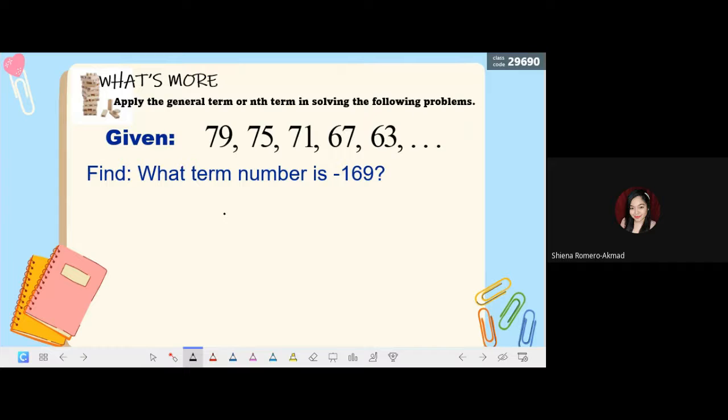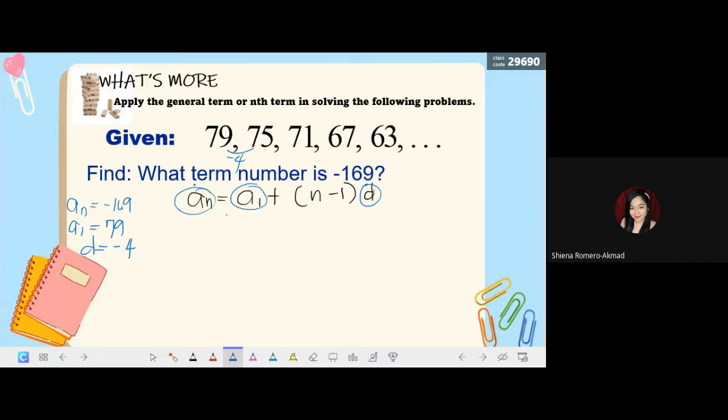And -1 times -4. So dito, you can use a sub n equals a sub 1 plus n minus 1 times the difference. Okay, so what you need to substitute here is the value of a sub n, value of the first term, and yung difference. So yun lang, tatlo na yun. Ang a sub n natin is -169. Ang a sub 1 natin is 79. And ang difference natin ay -4. So as you can see, ang difference niyan is -4.